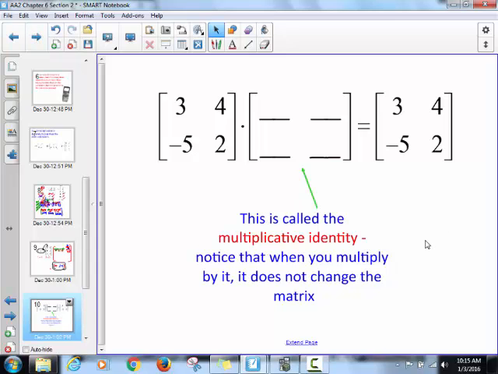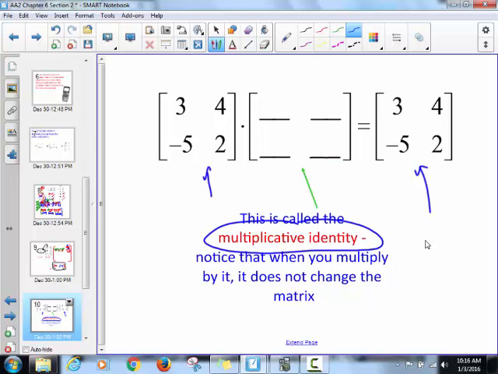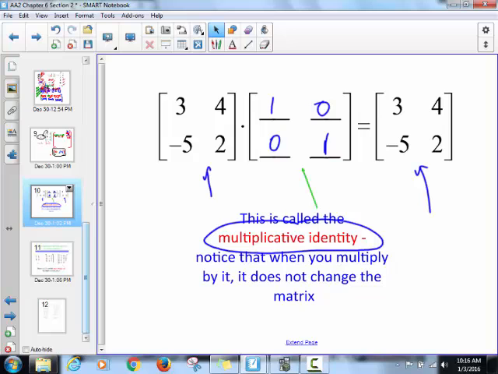And lastly, if I wanted to multiply by a matrix to get the exact same matrix. So for example, I have 3, 4, negative 5, 2, and I multiply it by some matrix, and I want it to stay the exact same. We have something that we're going to use quite a bit, and this is called the multiplicative identity. And that matrix is made up of this, 1, 0, 0, 1. Okay, and we're going to use that guy once we actually solve our systems of equations with matrices as well.